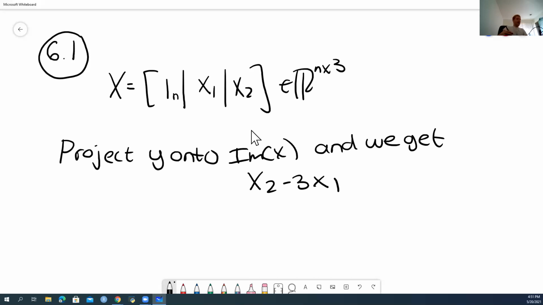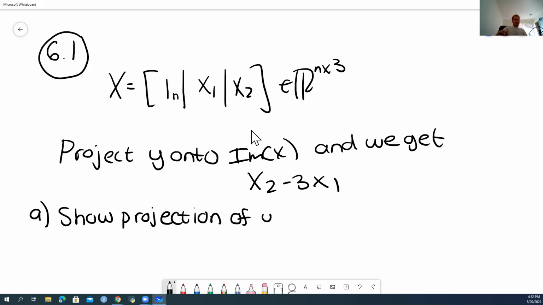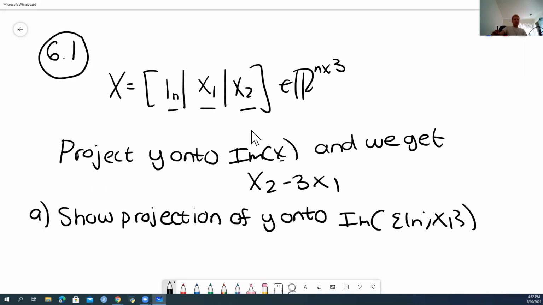So for A, they say to show the projection of y onto, instead of the image of x, the image or span, they're kind of the same thing, of 1n and x1. So instead of projecting onto 1n, x1, and x2, we're just going to project onto 1n and x1. Okay, let me zoom out a little bit.